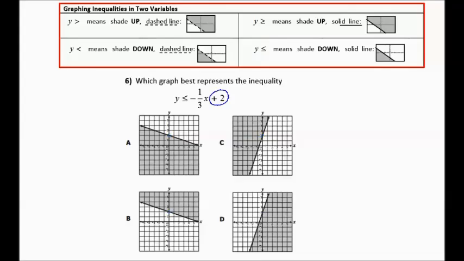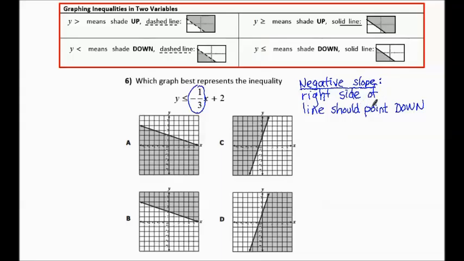The next thing we look at is the slope. The slope is negative. So that means that the right-hand side of the line should point down. So here, the right-hand side points down. But this one, the right-hand side points up. So I can immediately discard that option. That's not one of the options. In this case, the right-hand side points down. That's fine. Here, the right-hand side points up. So again, that's not one of my options.